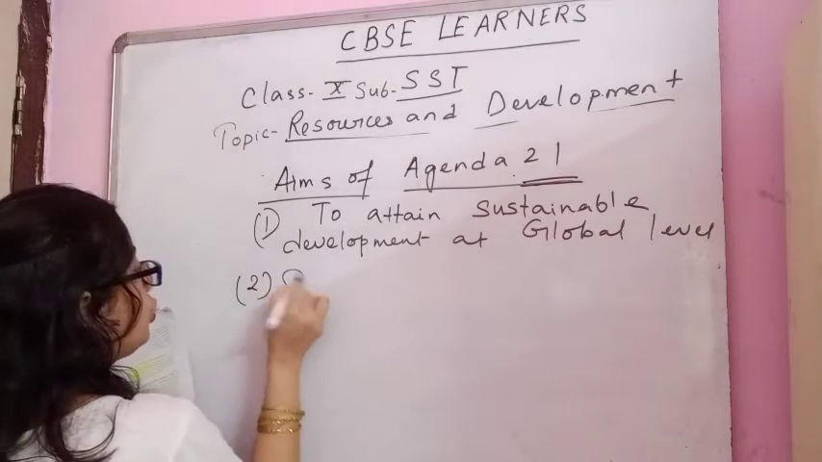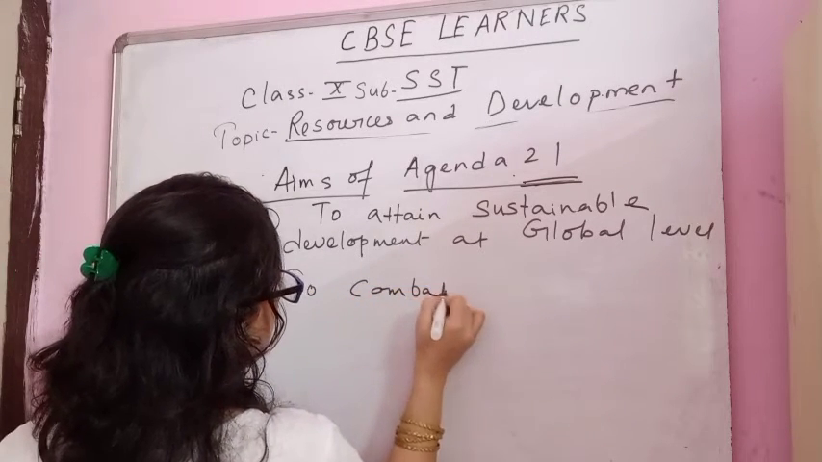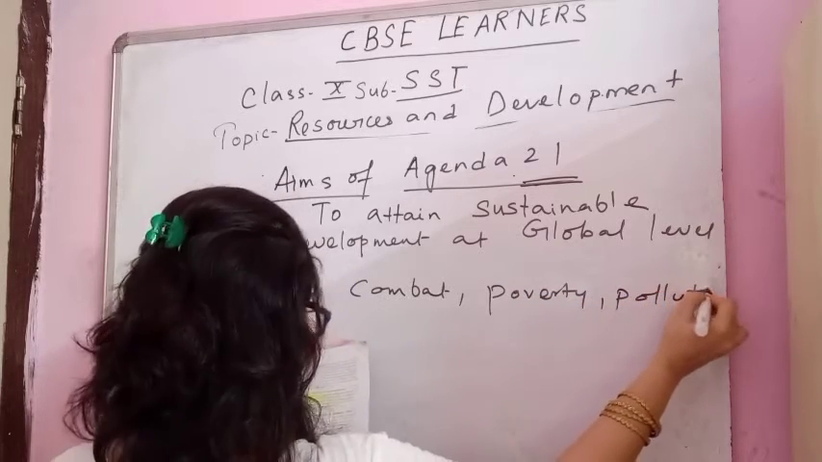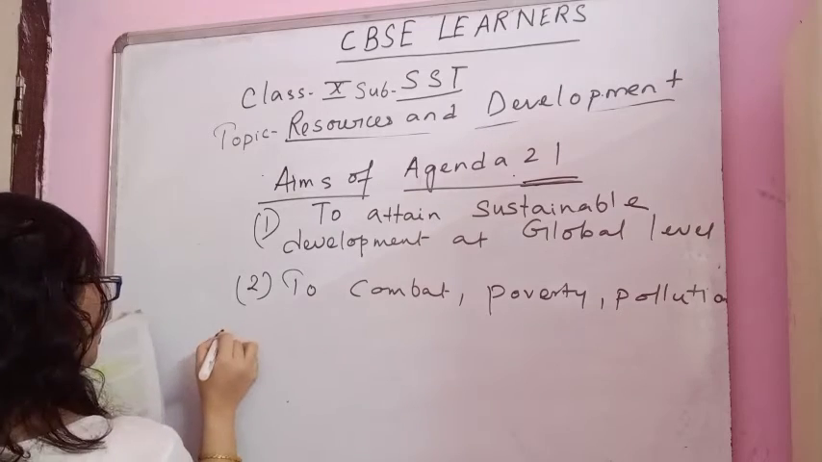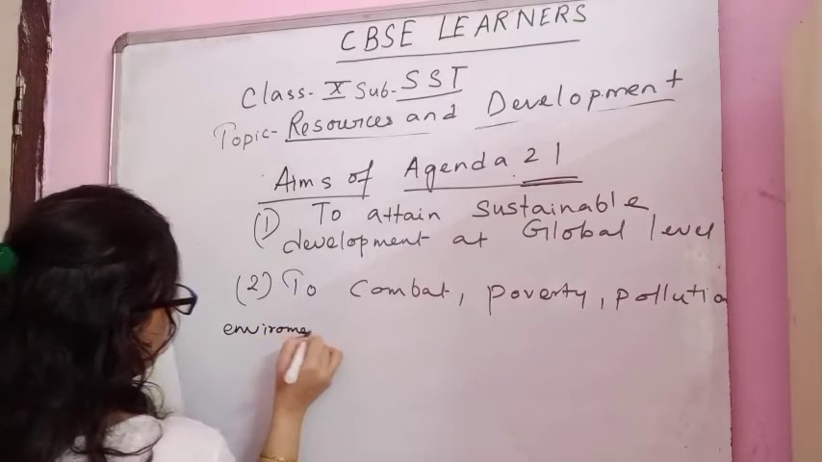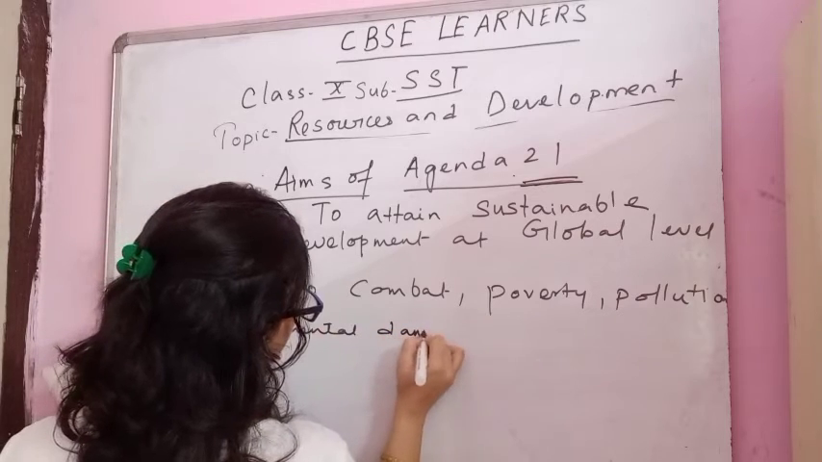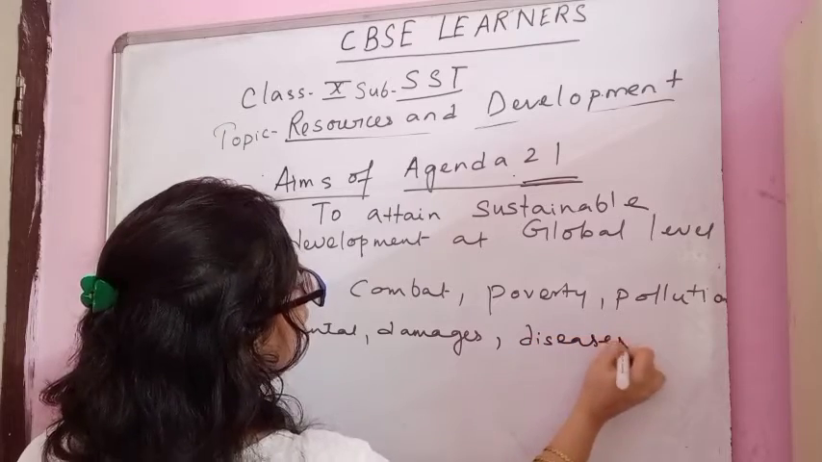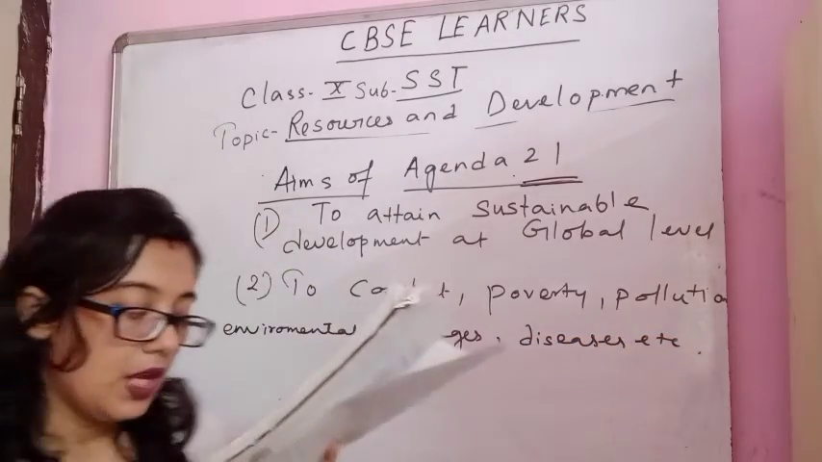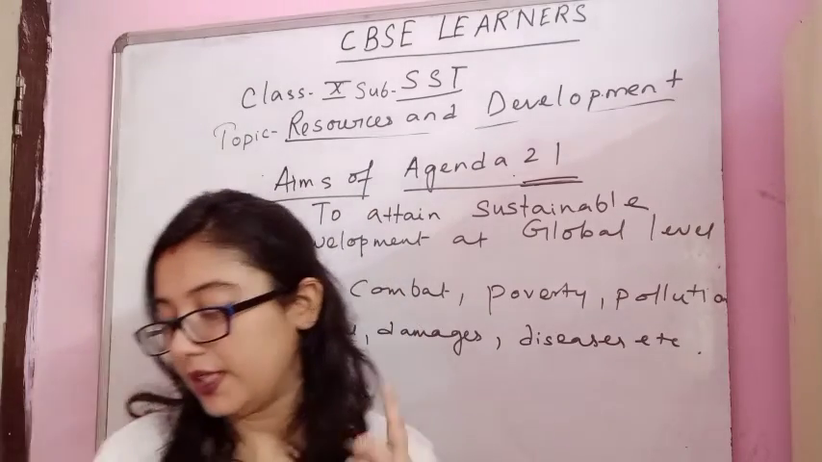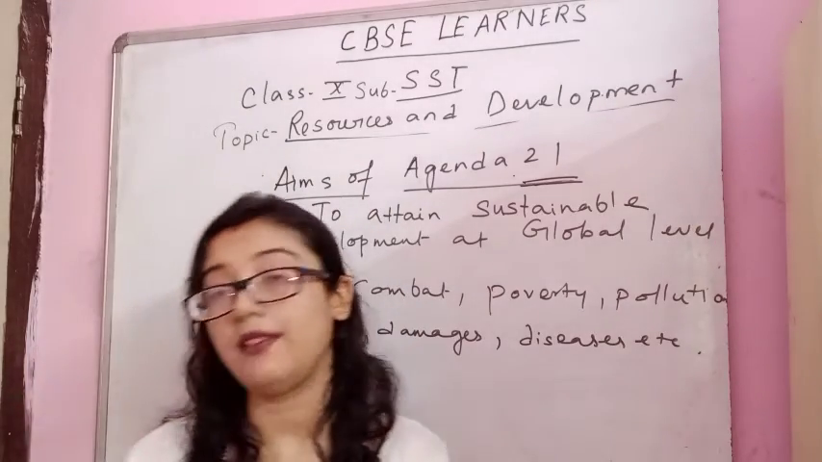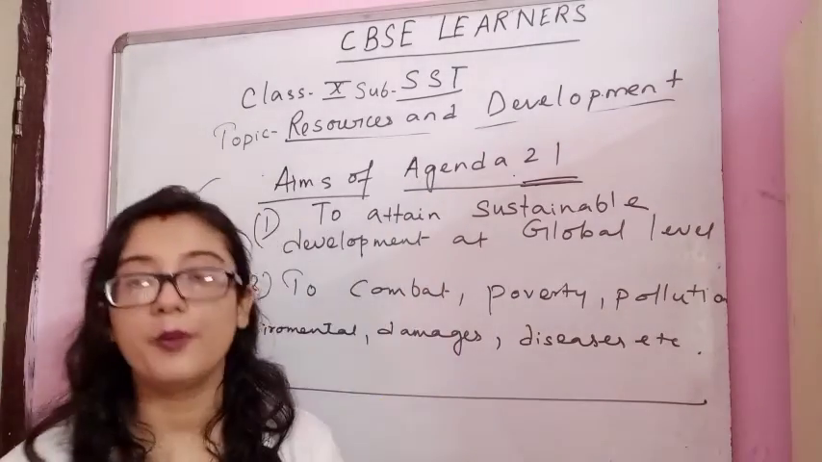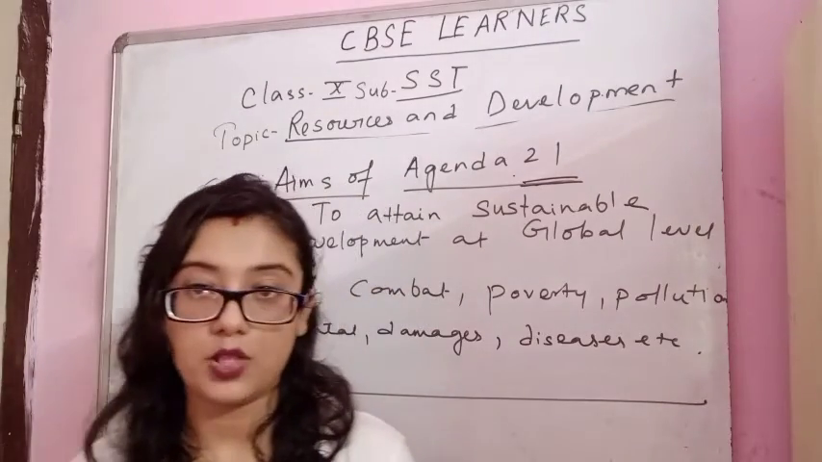Number two is to combat poverty, pollution, environmental damage, diseases, etc., through global cooperation, common interest, mutual need and shared responsibility. How can these aims be attained? Through mutual cooperation and equal sharing of responsibilities and needs.